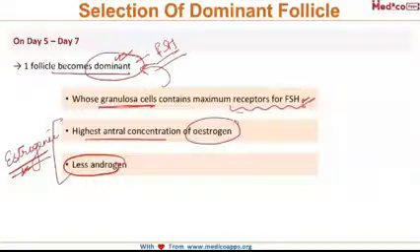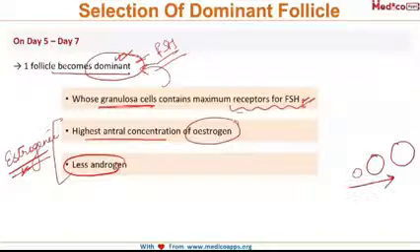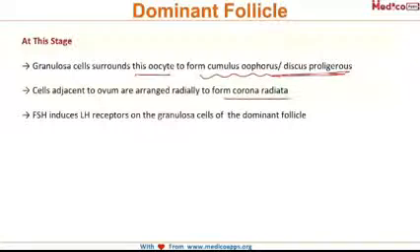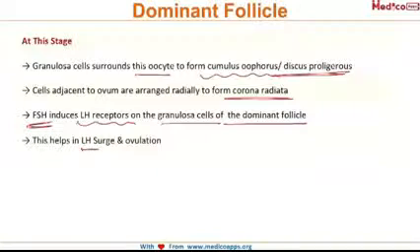Now once the dominant follicle is selected, it keeps on growing under the influence of the hormone follicle stimulating hormone. It helps in the growth of the follicles, and at this time the granulosa cells surround this oocyte to form cumulus oophorus or discus proligerus, and the cells adjacent to the ovum are arranged radially to form corona radiata. Then the third important thing that happens during this phase is that the FSH induces LH receptors on the granulosa cells of the dominant follicle, and this will finally help in the LH surge, and subsequently ovulation will occur.